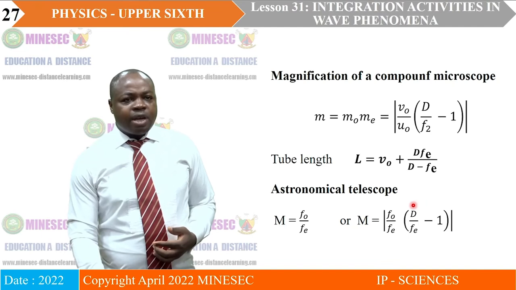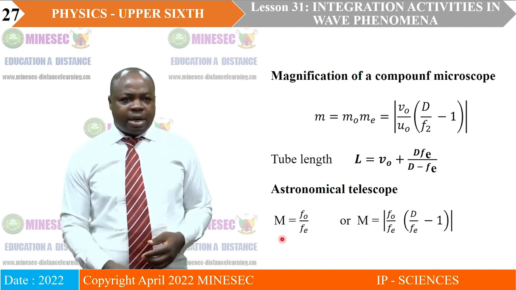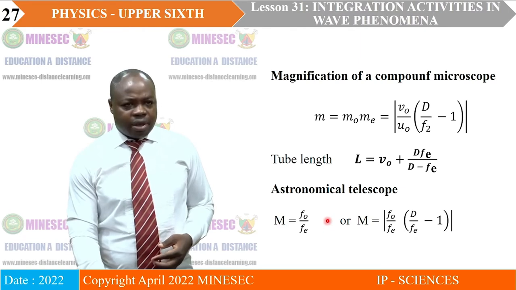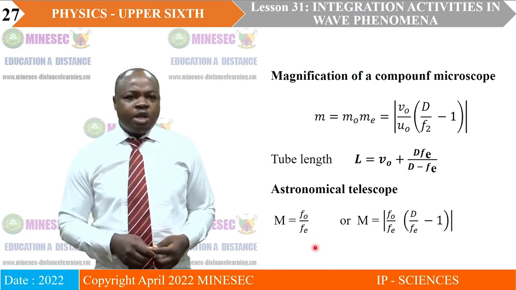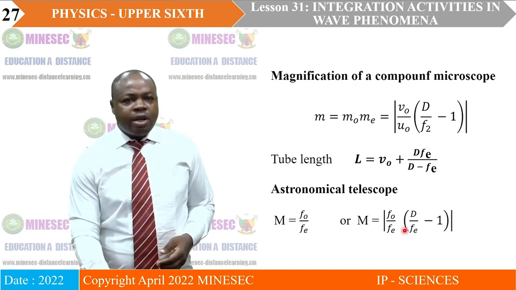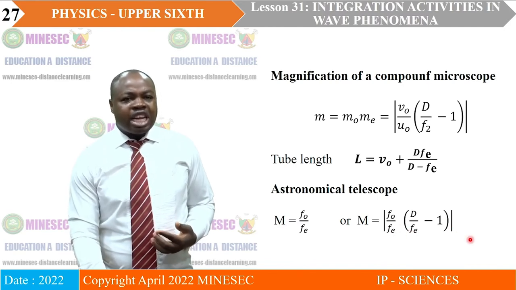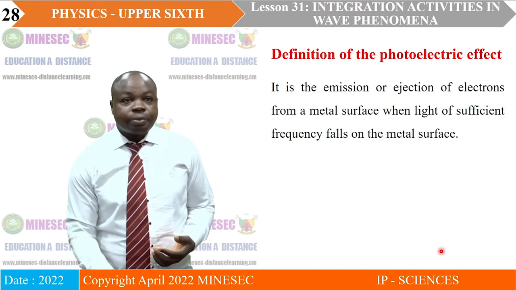For an astronomical telescope, the magnification is calculated as the ratio of the objective lens focal length to the eyepiece focal length, and is equally calculated when the eye is focused at the least distance using this equation.